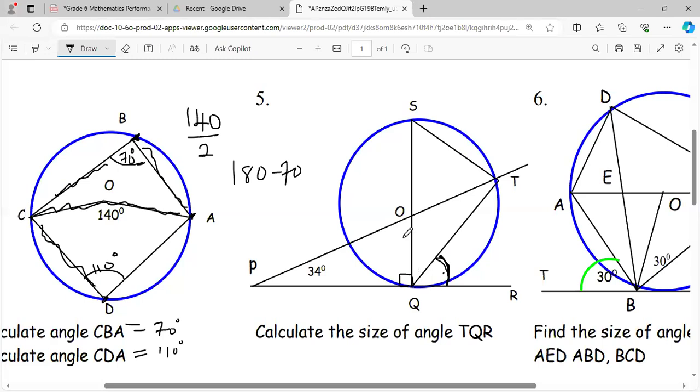That means we can find this because angles in a triangle add up to 180 degrees. So 90 plus the 34, or we can just simply subtract this from 90 because if this is 90 already, that means this angle plus this angle must give you 90. So 34 from that will give you 56. So this right here is 56. It's vertically opposite to this, so that means this is also 56.